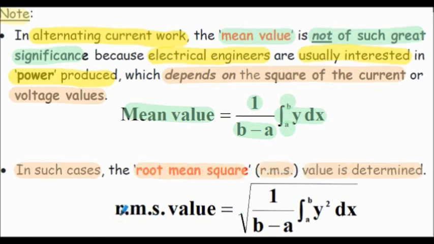Here's the formula for the root mean square. It's the square root of 1 upon b minus a, a constant, multiplied by the integral of y squared dx between the limits of a and b. So that's just a backdrop, giving the context of the mean value and root mean square value formulae.